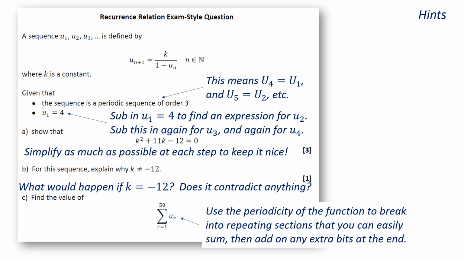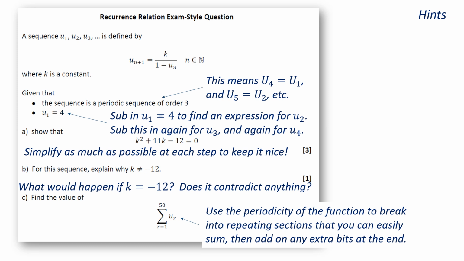The first thing I would do here is substitute that value into the expression you're given, so you can find a new expression for u2. But that expression is going to involve k, because we don't know what k is yet. Once you've got that value, sub it in again, and you'll be able to calculate u3, again in terms of k. And finally, sub it in one more time, and you'll be able to find an expression for u4, and this is where you can stop, because you know that u4 is definitely equal to u1.